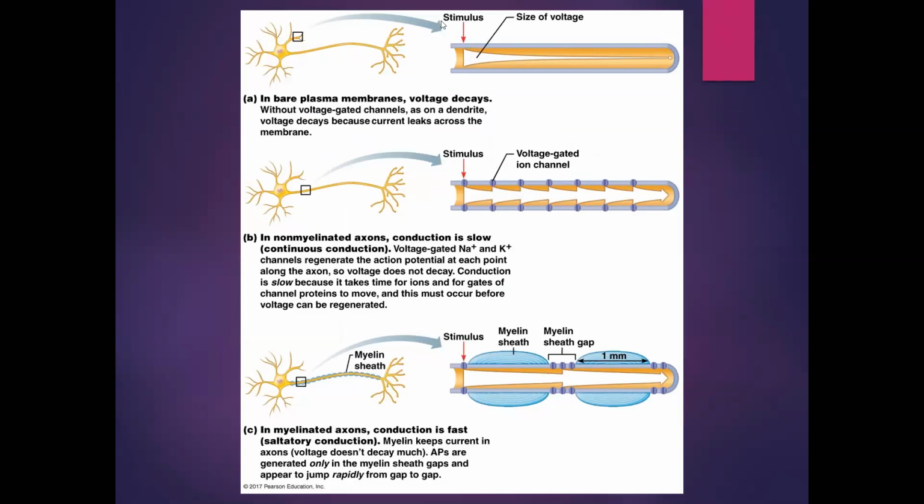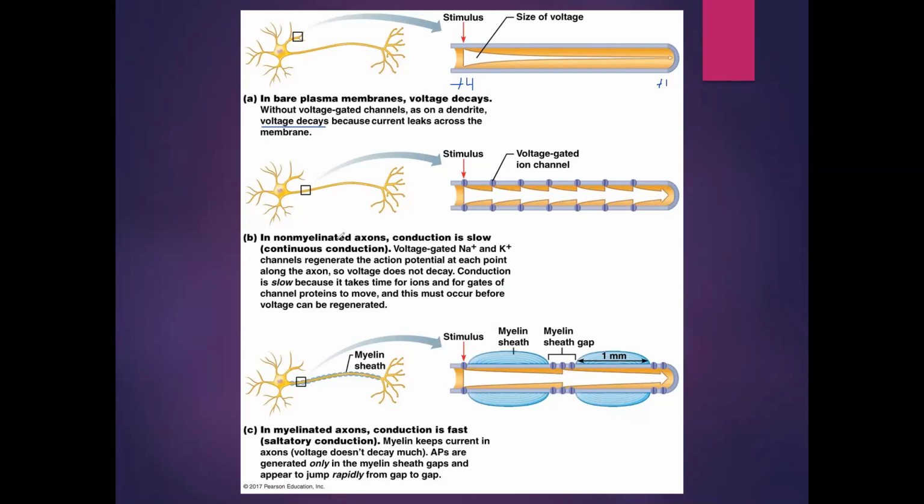here's what happens when you don't have any voltage gated sodium channels up here at the top: you'll apply the stimulus and then the signal is going to decay. The voltage is going to decay. So it gets less when it gets down here. So maybe it was +4 right here, but now it's only +1 right here, okay?